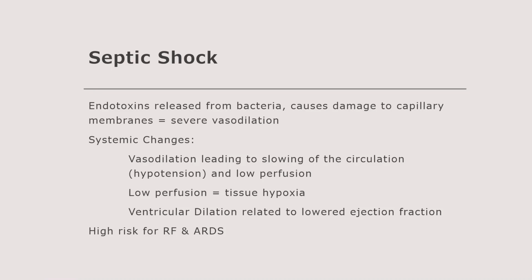Now, what happens when we don't have perfusion of oxygen and nutrients to the areas of the body that need it? We then have tissue death or tissue hypoxia. This also results in ventricular dilation, which means we have lowered ejection fraction from the heart. So the ventricles of the heart become dilated, and thus they have a lowered ejection fraction. Now, these patients in septic shock are at high risk for respiratory failure and acute respiratory distress syndrome.